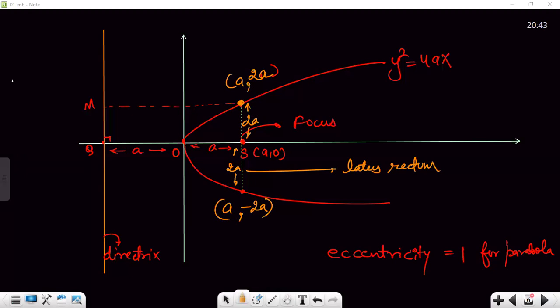So eccentricity for a parabola is always 1, and this is the latus rectum. Now let's re-understand everything. We have drawn a parabola y square equals 4ax, and from the equation we find a. The chord which passes through the focus and is perpendicular to the axis is known as the latus rectum. The length of the latus rectum is 4 times a.